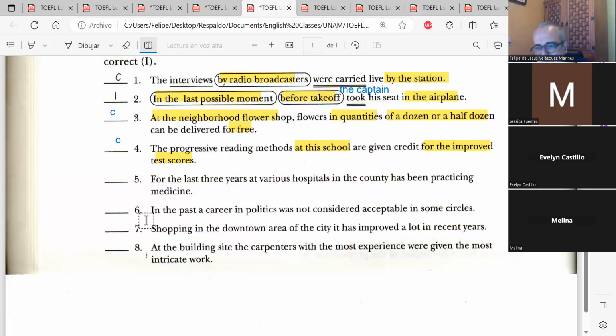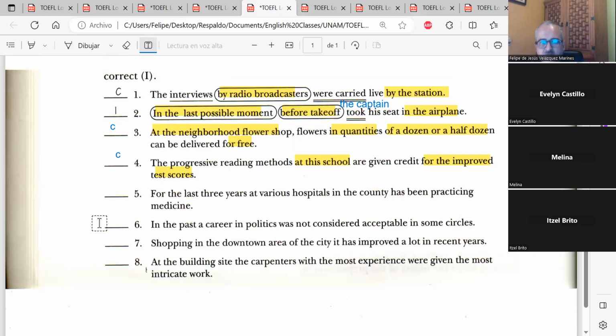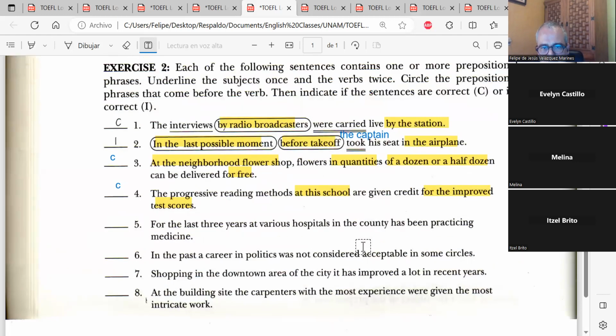Okay. The next one, it's number 5. For the last 3 years at various hospitals in the county has been practicing medicine. That's correct? How do you pronounce this word? County. County. Very good. Okay, I was not sure of the pronunciation. Yes, it's county. So remember that one of the tricks in TOEFL is to give you ideas that are difficult to understand or using vocabulary that is not commonly used. But we just have to focus on the structure. Is this correct or not?